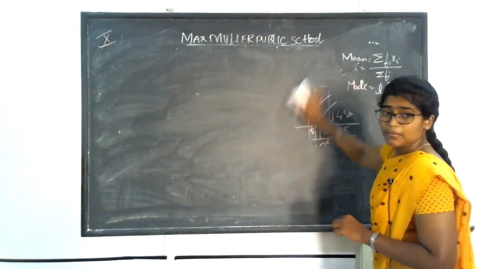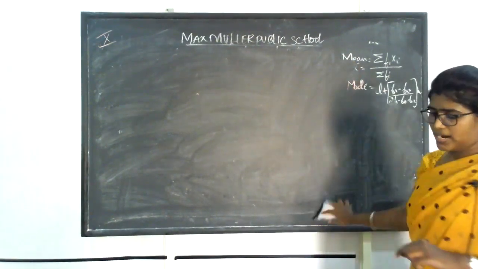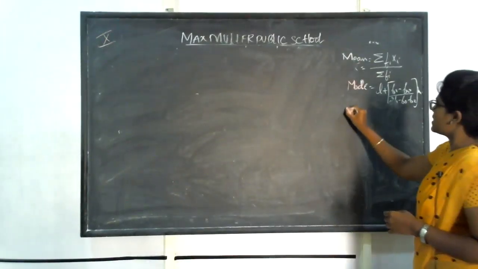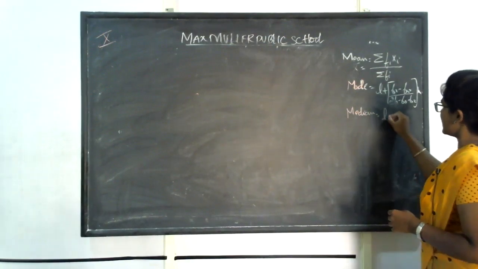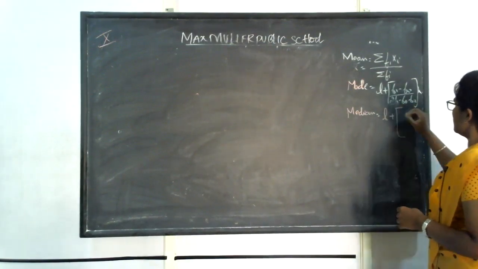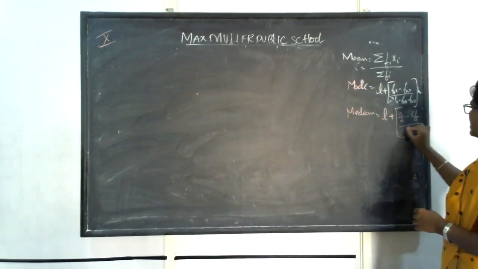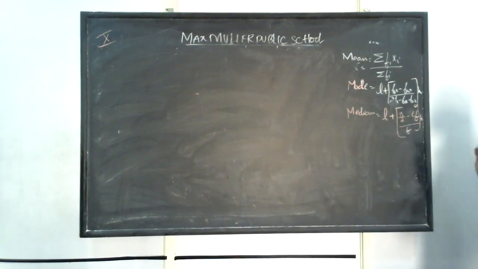Let us write the median formula in the formula table. So median will be equal to what? Median is equal to L plus (N by 2 minus FC) divided by F, into H. Clear? So this is your median formula.